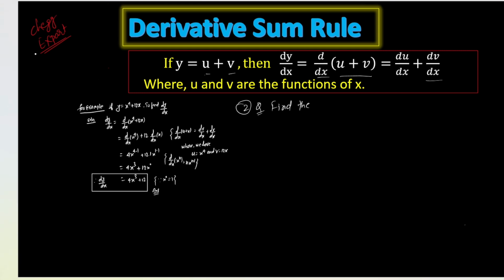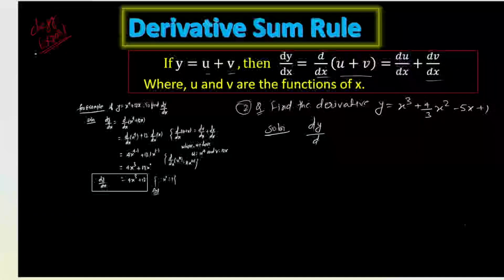And find the derivative of y is equal to x to the power 3 plus 4 by 3 x square minus 5x plus 1. Solution. By using this rule, we also find the derivative of this function.